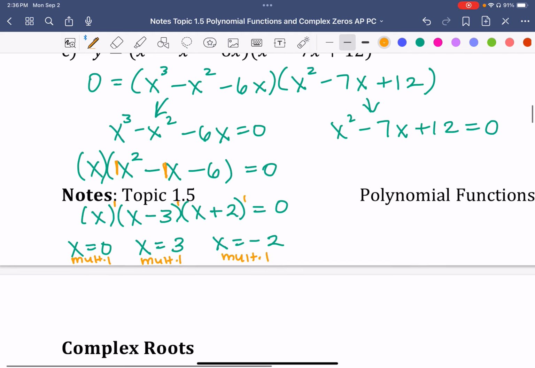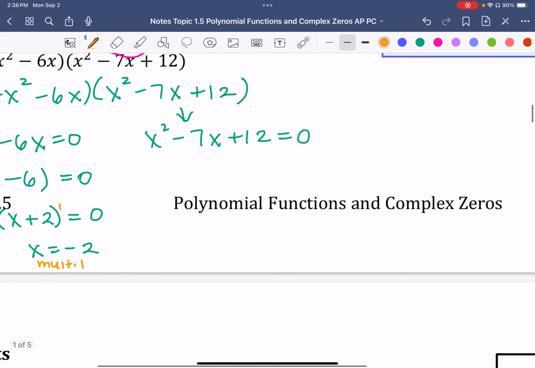Okay, now let's look at the other one. So again, we have 1 in the front, so we know that we're going to get two linear factors that start with x. It's different when your leading coefficient is not 1. Okay, so it's a similar process, but it's more steps.